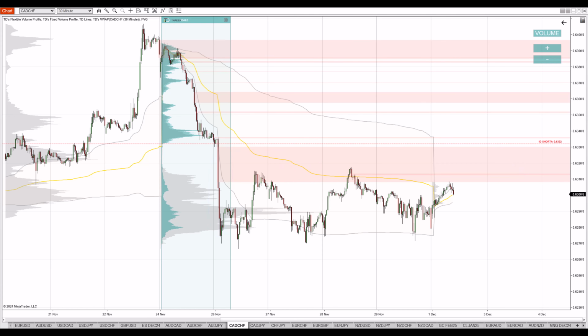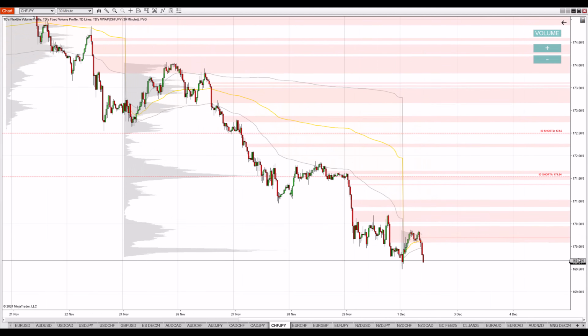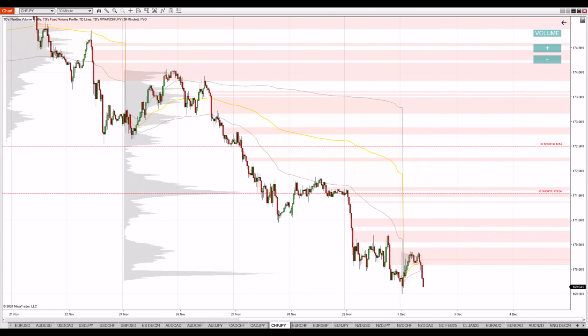Now let's go for the next one. The next one will be the Swiss franc Japanese yen. On the Swiss franc Japanese yen, we are looking again at a 30-minute chart here. There's a strong downtrend, and that means that I'm only looking for short trades, right? This is the downtrend and I'm looking for shorts.